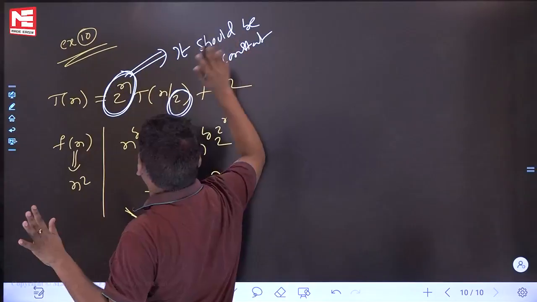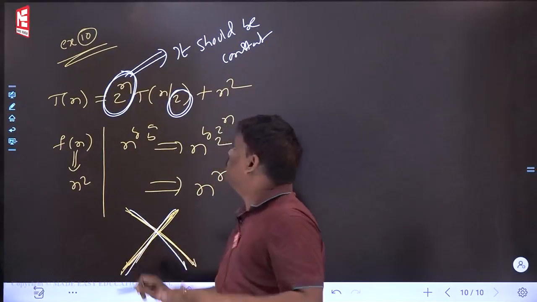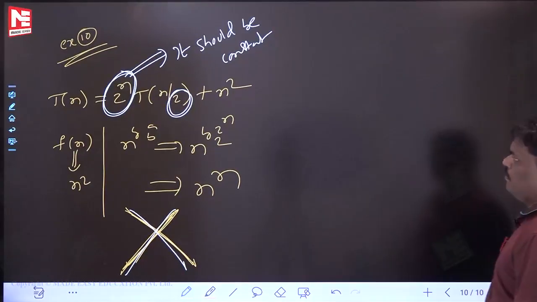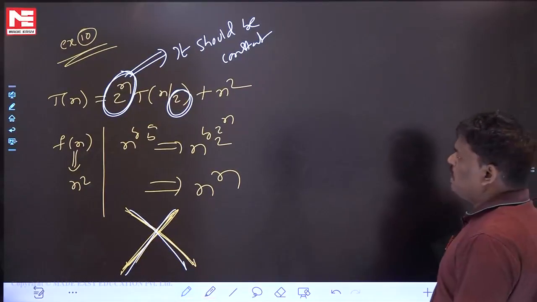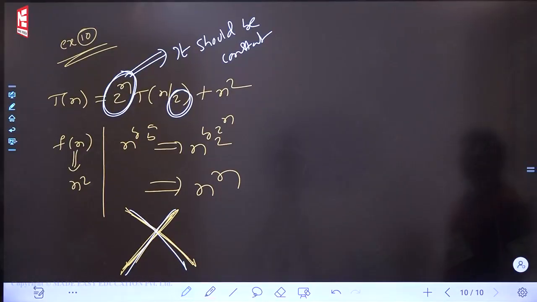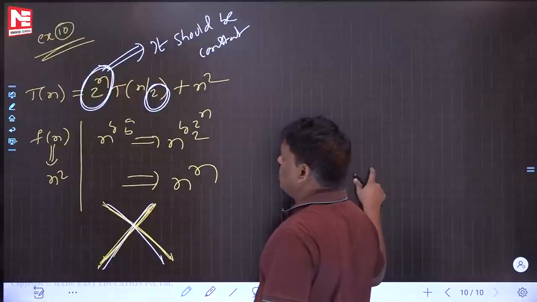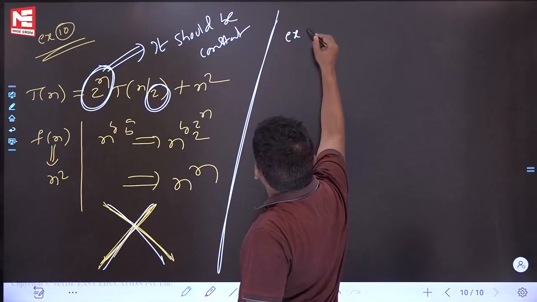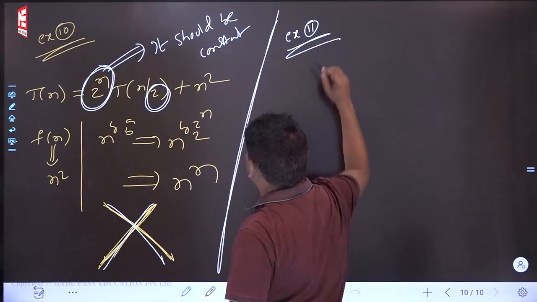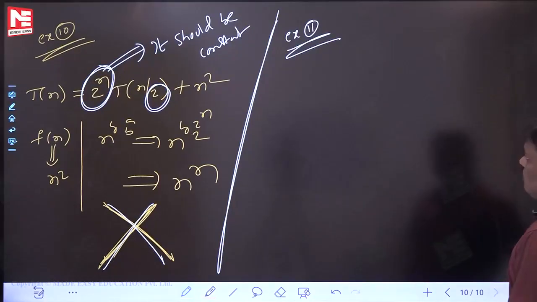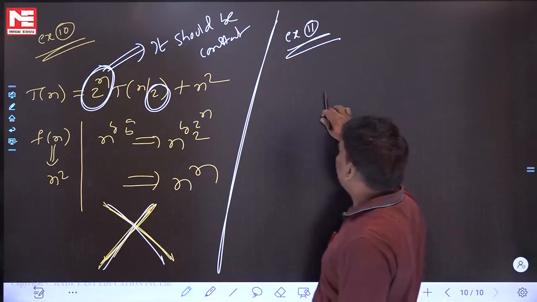It should be constant. That is the reason master theorem is not possible. That is example 10. Let's go to one more problem. Example 11. One more nice problem coming, please take care. See this one, interesting one.